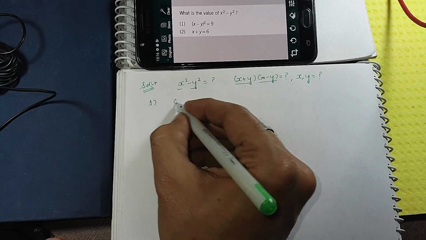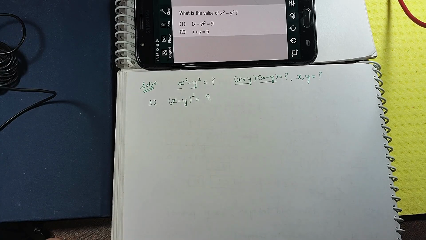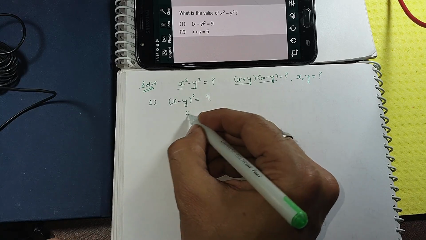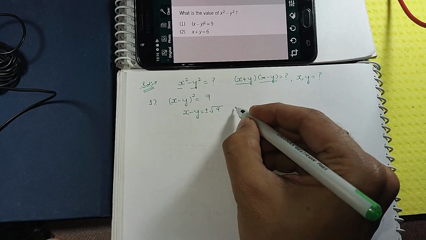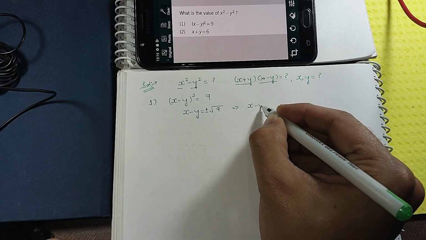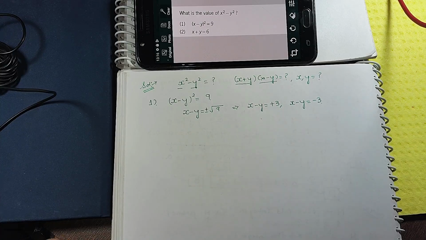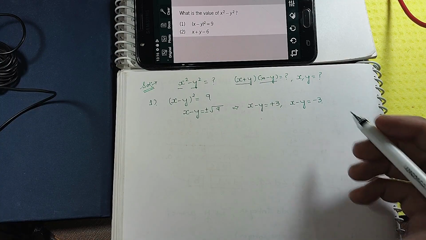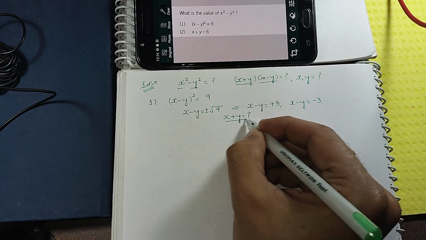Statement first tells me that (x minus y) whole square is equal to 9. Now what does that mean? This means basically if I shift square to this side, I would be getting x minus y is equal to plus minus under root of 9. So this implies x minus y is equal to plus 3, or x minus y is equal to minus 3. Right? Now, still we don't know anything about x plus y, right?